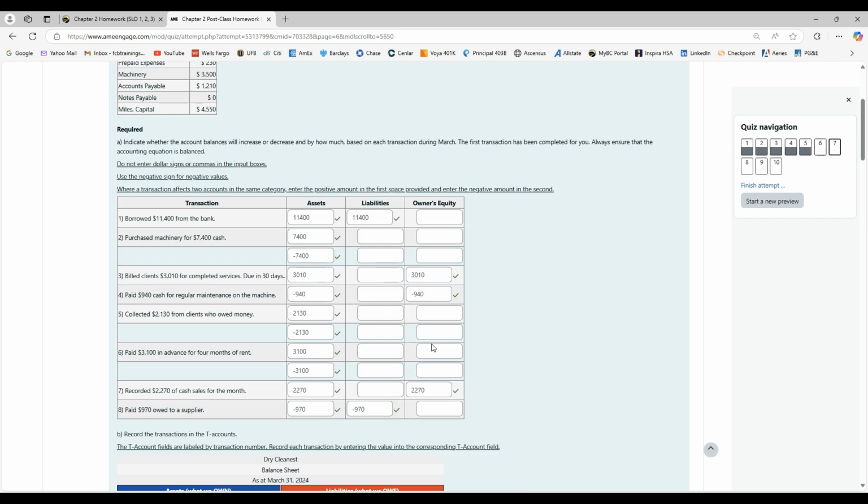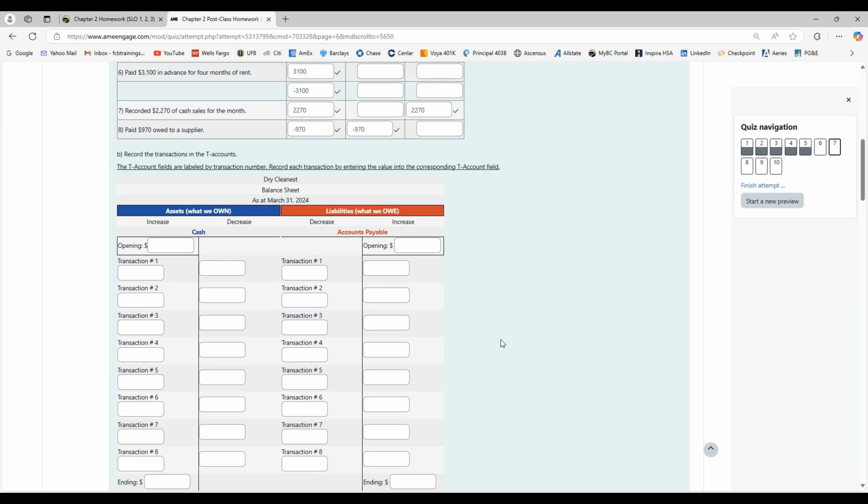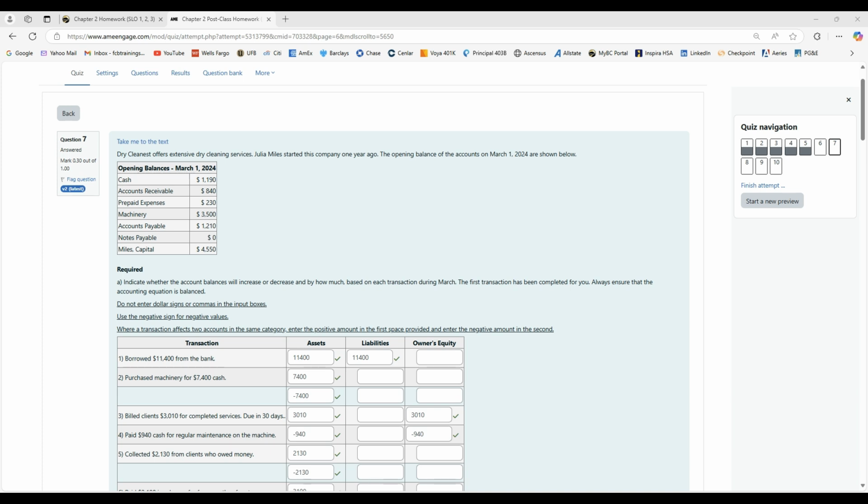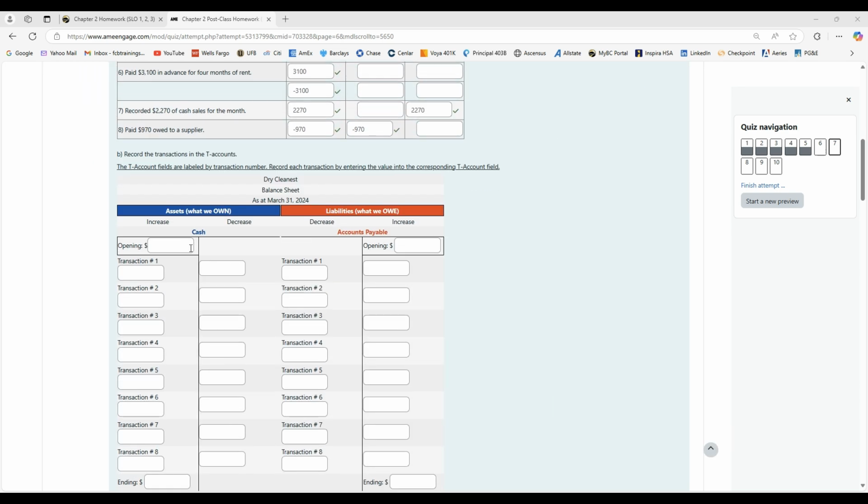Okay, we got all those in there. We'll find out at the end if we're missing anything. Okay, so we've got opening balances here. I'm going to do a quick snip with my snipping tool, so I can see these balances and I don't have to scroll up and down as much.